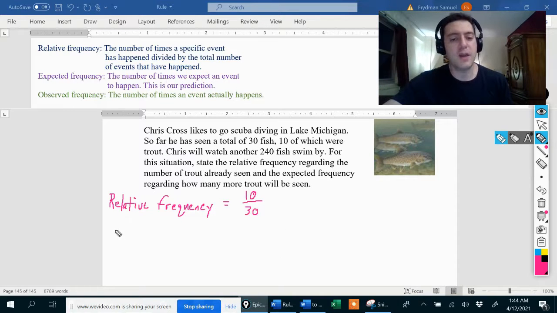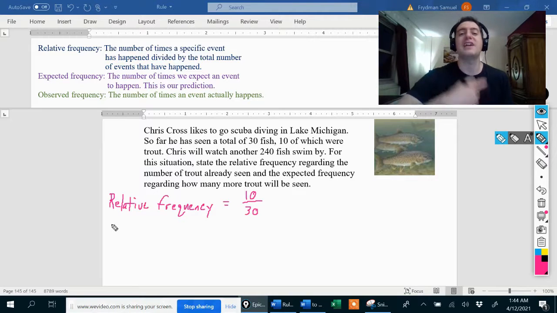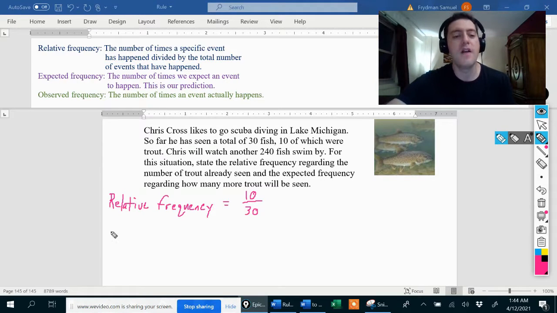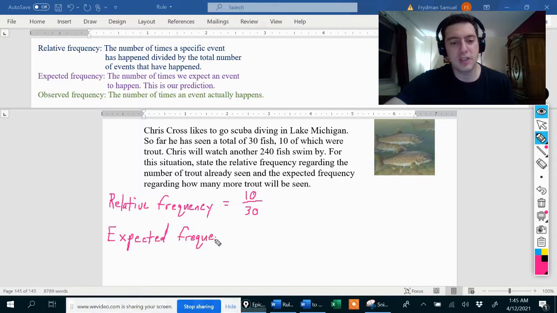In order to find my expected frequency, how many fish I expect to be trout out of the 240 fish he's going to see, I am going to simply multiply the probability, or my relative frequency, by the number of attempts. So my expected frequency, what I expect to see, is just the probability multiplied by the number of attempts, in this case the number of fish that Chris is going to look at.